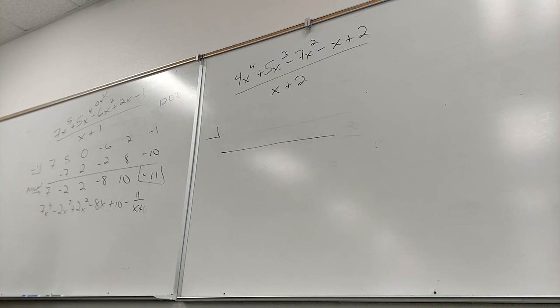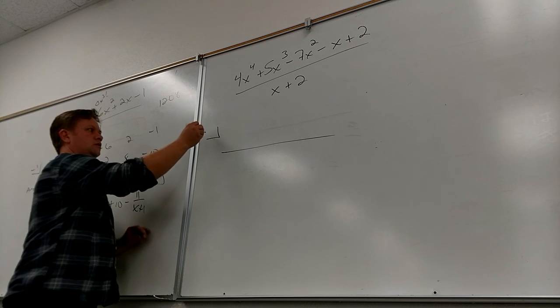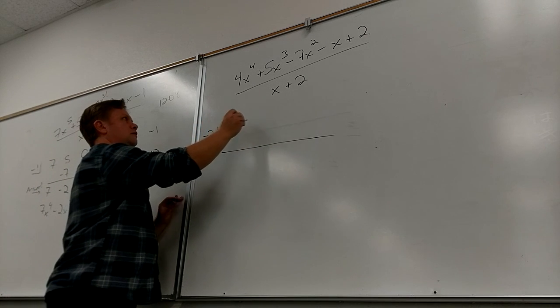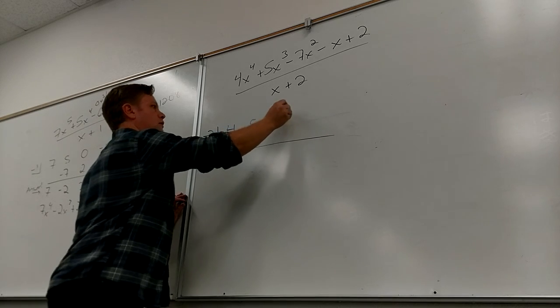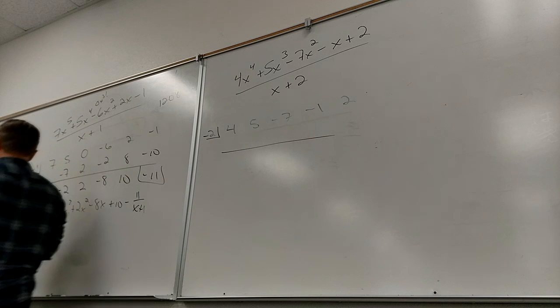To make sure everybody's got this getting set up correctly, what goes here? -2. 4, 5, -7, -1, plus 2. Yeah, because I wasn't missing anybody, right?